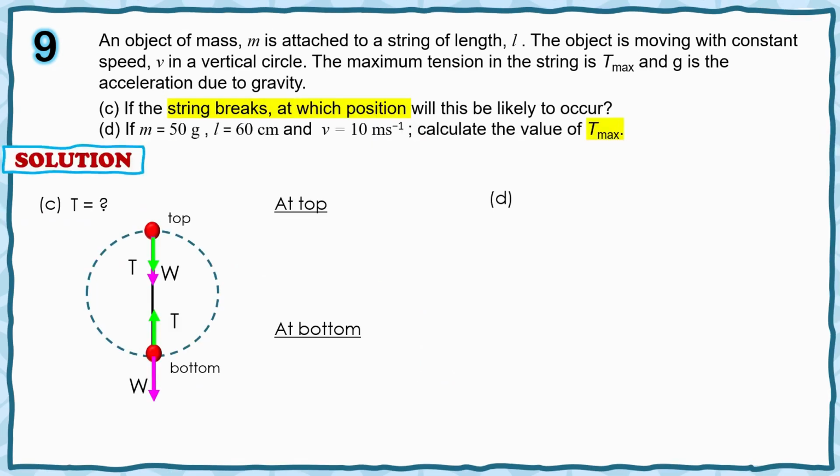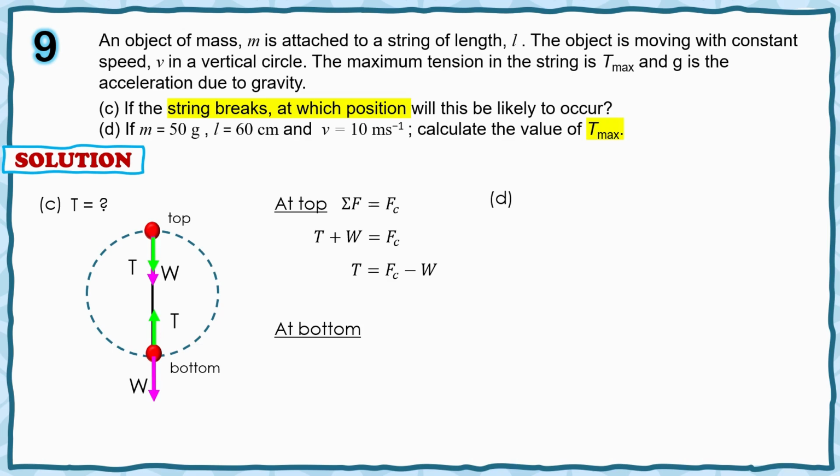For question number 9C, if the string breaks, at which position is it likely to occur? You can answer either at the top or at the bottom. How do you identify the correct answer? You need to do a short analysis at the top and at the bottom. Take a look at the top. We refer to the forces exerted on the object at the top, which are T and W in the same direction, and the net force is equal to the centripetal force. So we get the equation T plus W is equal to Fc, and T is equal to Fc minus W.